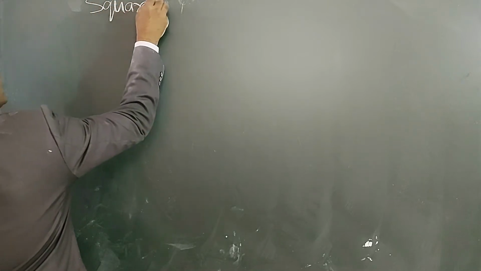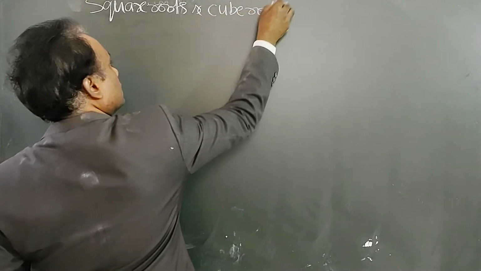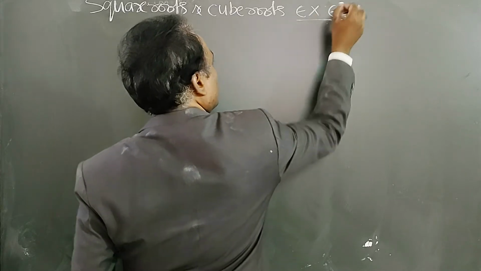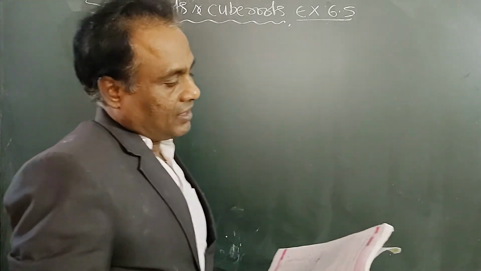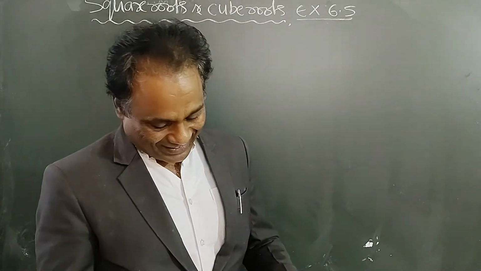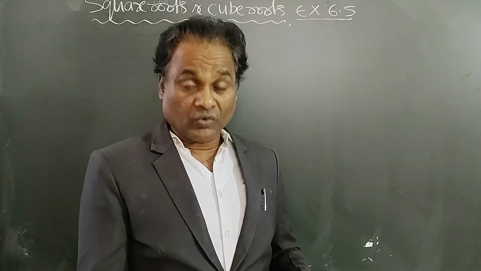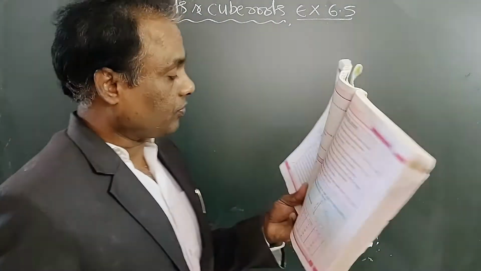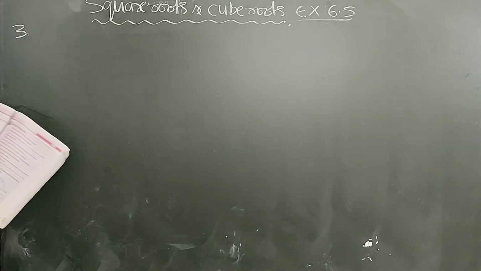See here, the chapter name is square roots and cube roots. Exercise 6.5. See the textbooks, page number 146 in old textbooks. I don't know what the page number is in your textbooks. Accordingly, this is the 6th chapter and the last exercise, 6.5. See here, students, the third problem.